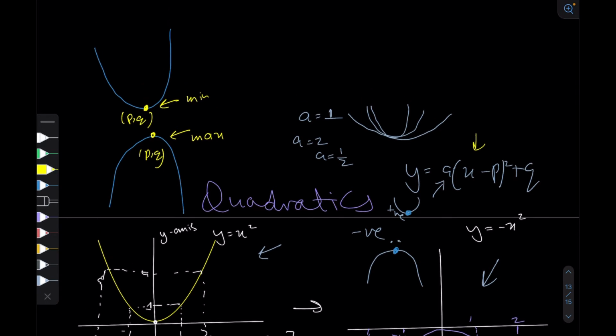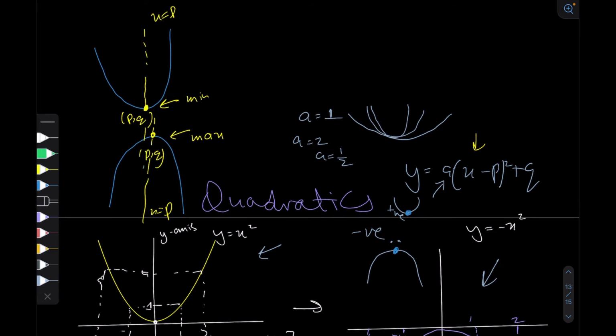I will tell you the reason for it later. One more thing is that this quadratic is symmetrical about the turning point. So if I draw the line y equals q, and the line x equals p, the left portion and the right portion will be equal. That is, they will be like mirror images or reflections.